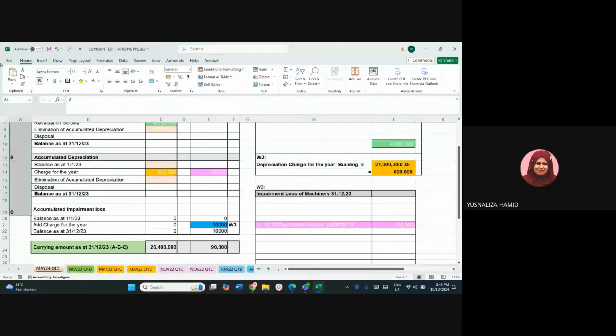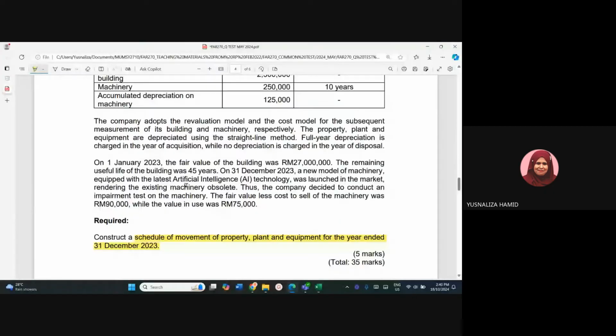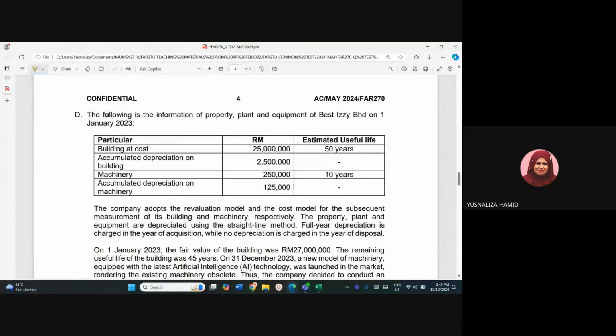Are you still with me? Can you still see my screen? I'm now showing you the Excel screen. All right, so let's go back to the question. So this is the question. So you have the details there.